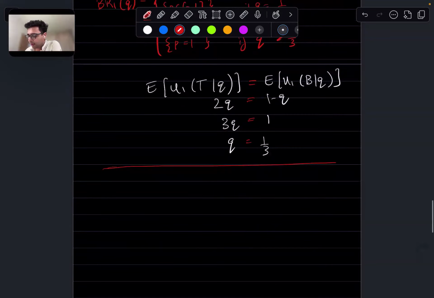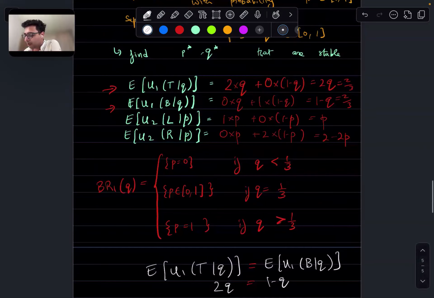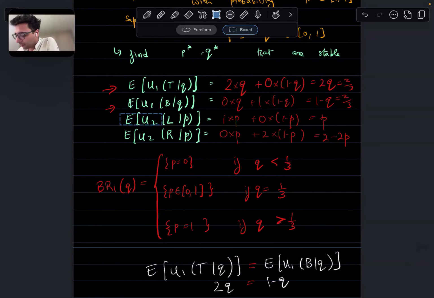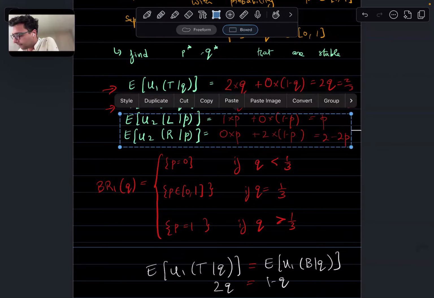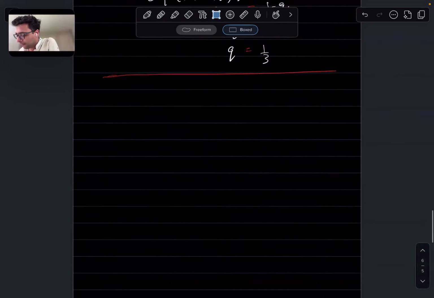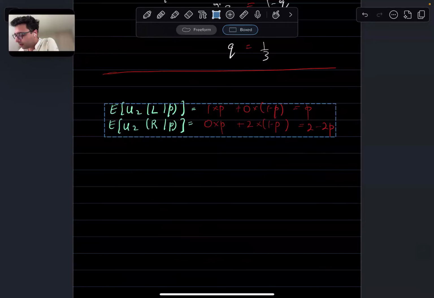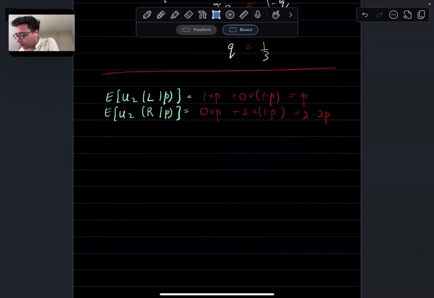Let us also write out the best responses for player 2. So I'm going to copy these 2 lines out again, paste them here. And that's going to help us think about best responses for player 2.